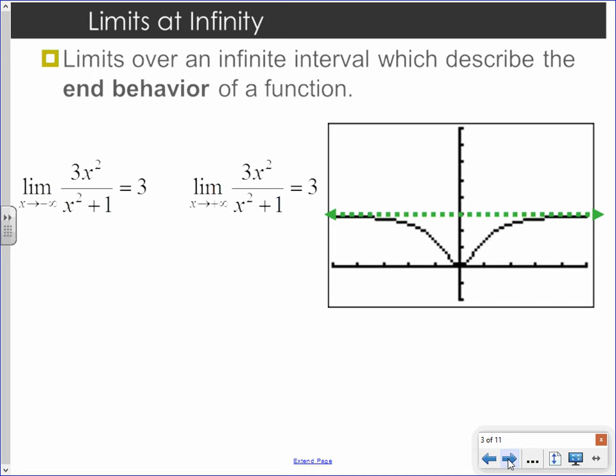A limit towards infinity is basically asking you what is the ending behavior of the graph. Okay, and this is how we write them. The limit as x approaches negative infinity, the limit as x approaches positive infinity. What is happening at the end of our graph? When there's a horizontal asymptote, it's going to approach the horizontal asymptote.